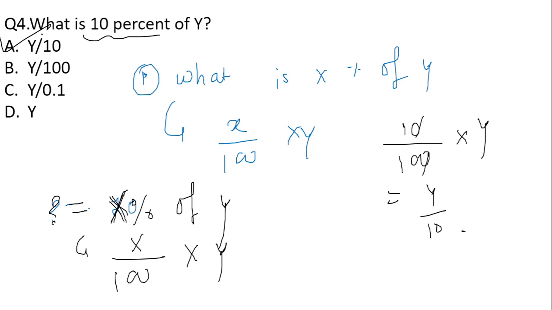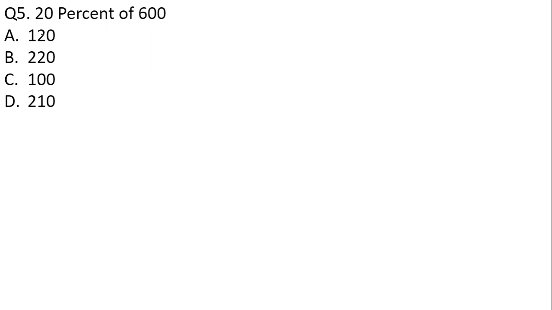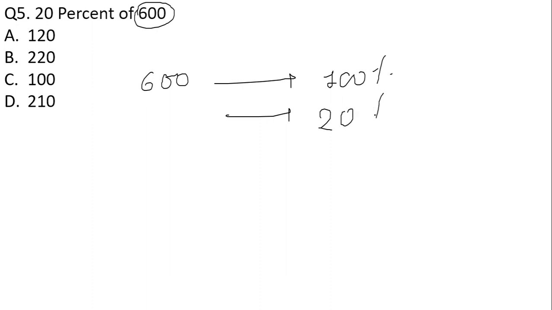Moving on to the next question. 20% of 600 is the question that they have asked us. What I have told you is that whenever we are calculating the percentage, the given value we have to consider as 100%. So the value that they have given here is 600. Consider this as 100%. Now we have to calculate the 20% of 600.